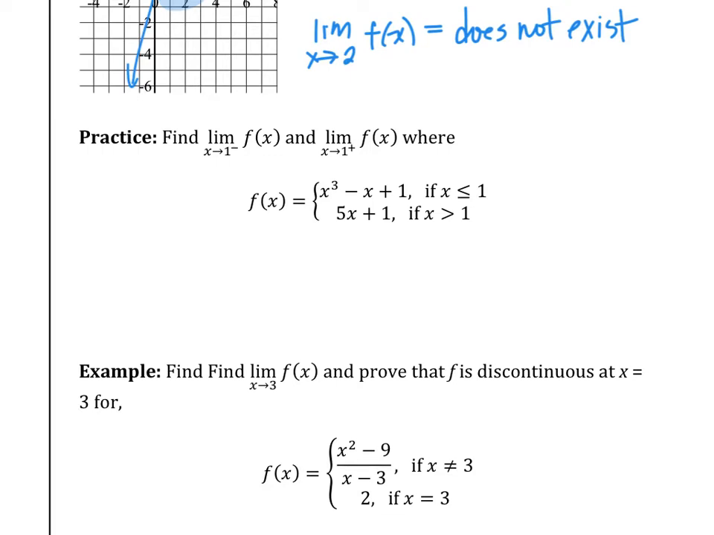What is the limit as x goes to 1 from the negative side? And then what is the limit as x goes to 1 from the positive side? So you want to pause this video, give it a try, and come back and check your answer.